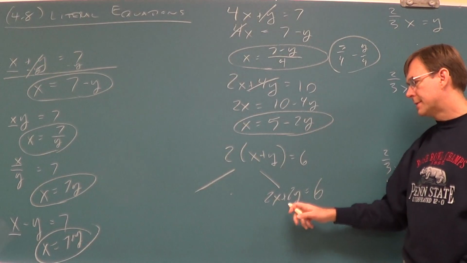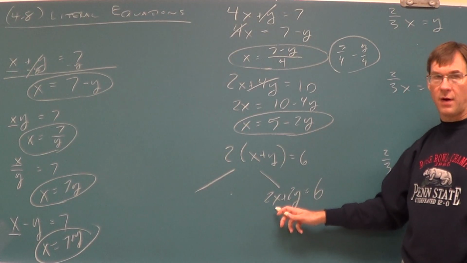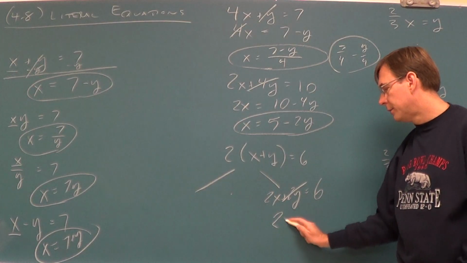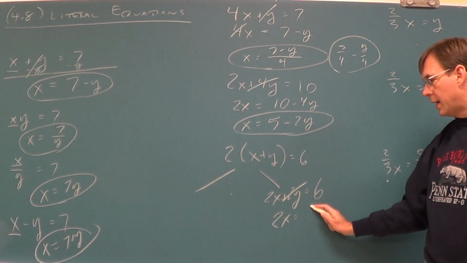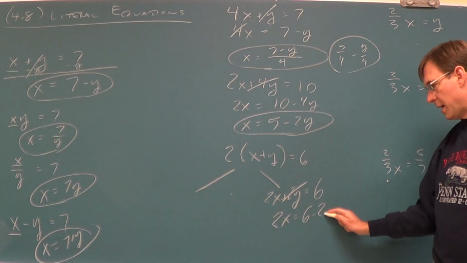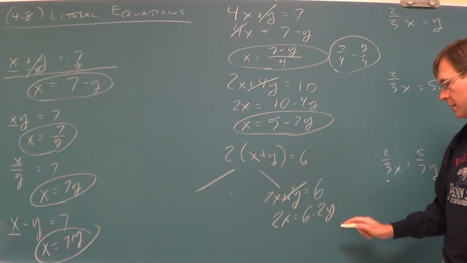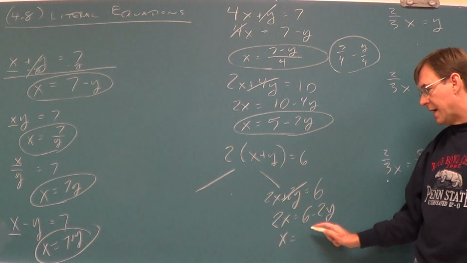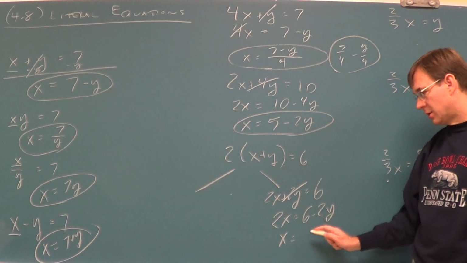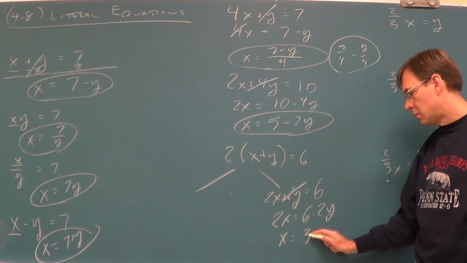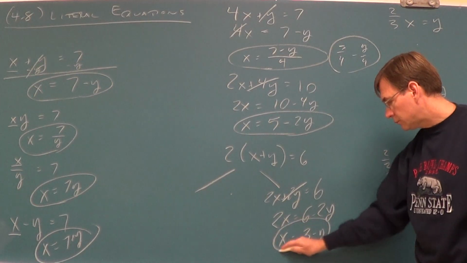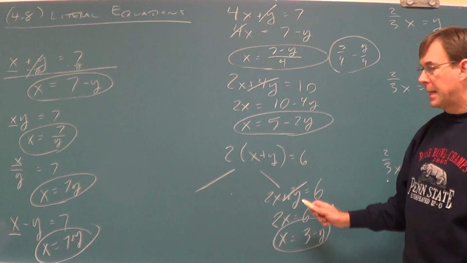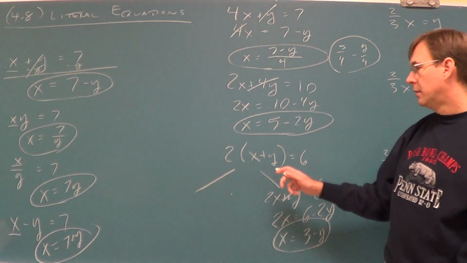If our goal is to get the x alone, who's got to go first? The 2y. How would you get rid of the 2y? Subtract. And that would look like 6 minus 2y. Agreed. To get the x completely alone? Divide. Can we? Yeah, so let's do it. Agreed. Question about that?